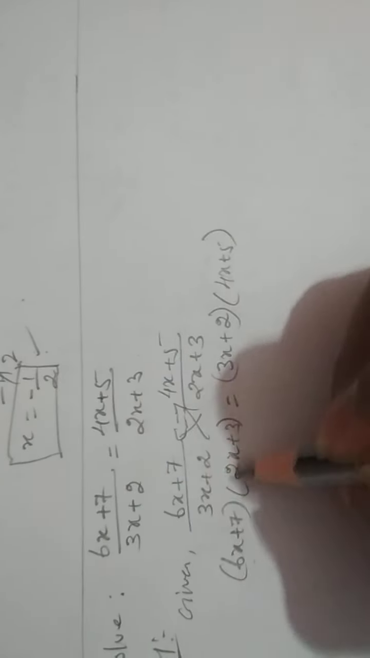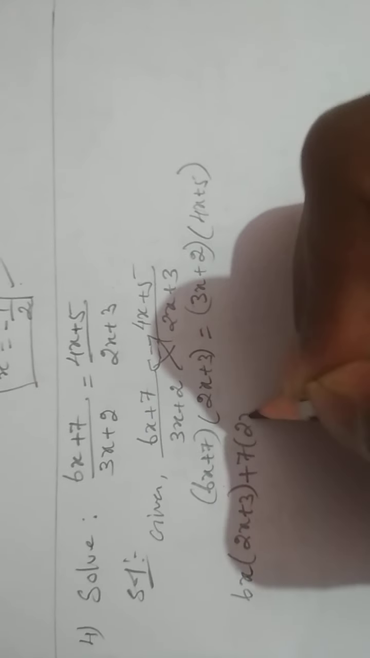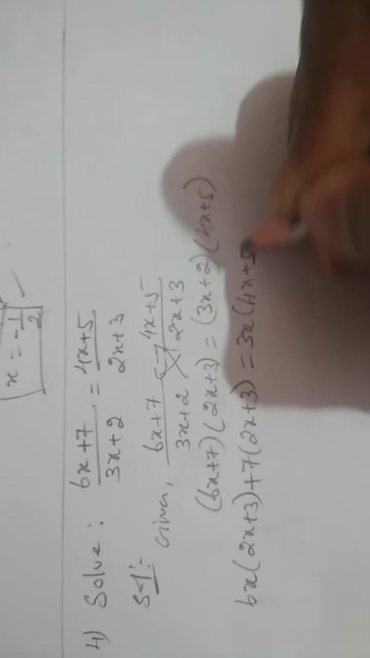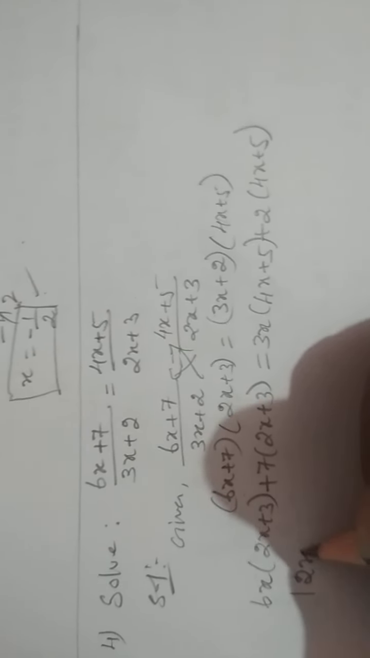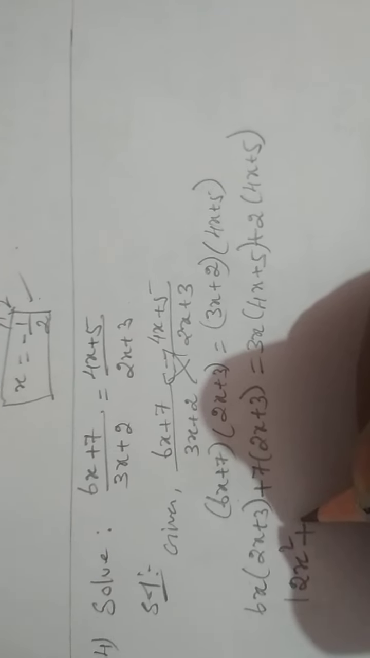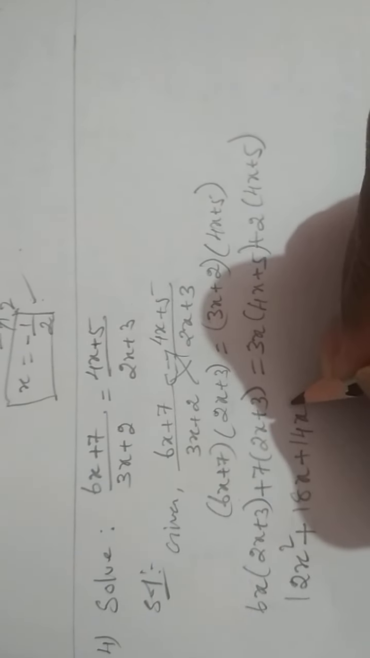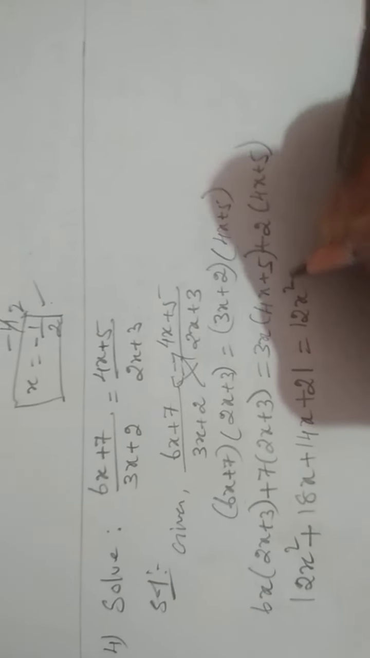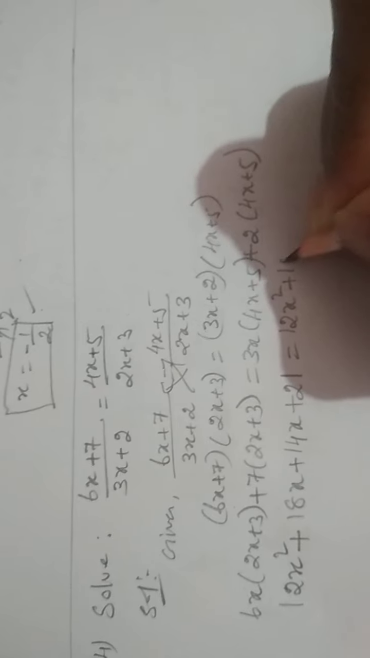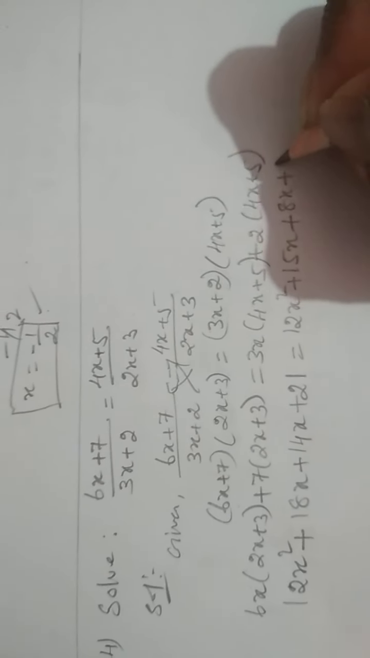Next we multiply 6x into 2x plus 3. So 6x into 2x plus 3 plus 7 into 2x plus 3 is equal to, first we multiply 3x into 4x plus 5, next plus 2 into 4x plus 5. 6x into 2x, 12x square, plus 6x into 3, 18x, plus 7 into 2x, 14x, plus 7 into 3, 21, is equal to 3x into 4x, 12x square, plus 3x into 5, 15x, plus 2 into 4x, 8x, plus 2 into 5, 10.